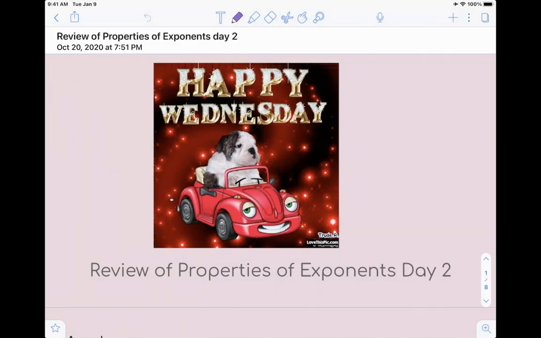Happy Wednesday. Today we're going to review the properties of exponents. This is our second day of review, and it is in preparation for your quick quiz on Thursday.